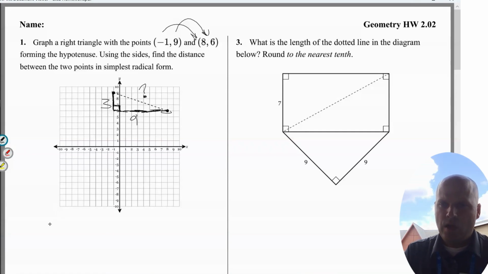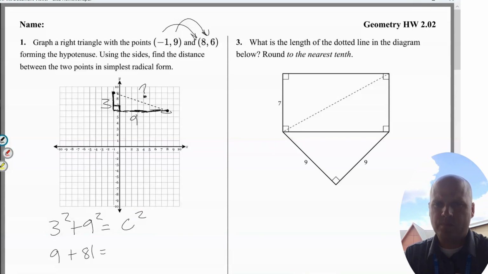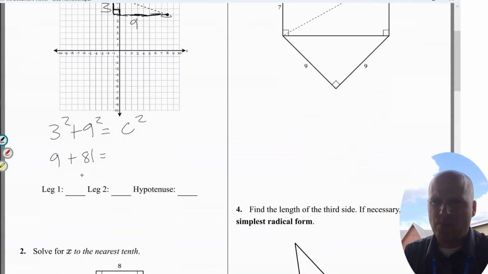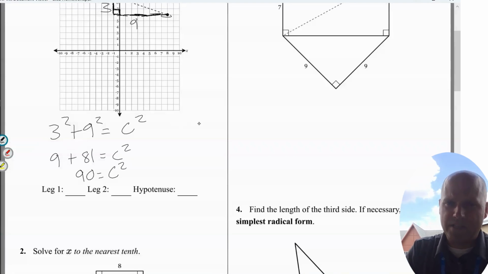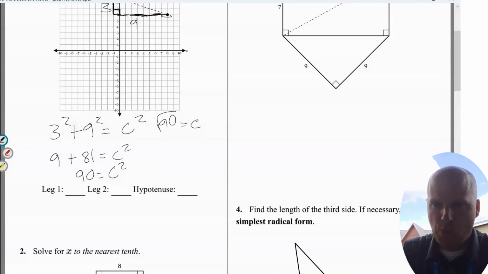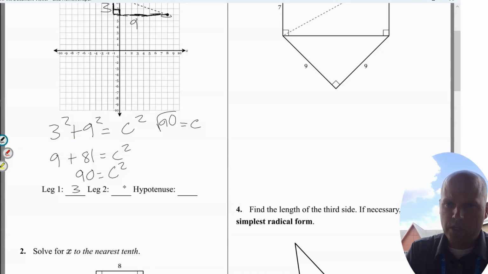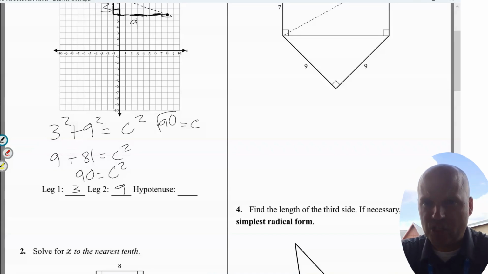A squared plus B squared equals C squared. 3 times 3 is 9. 9 times 9 is 81. 9 plus 81 is 90. That means C is the square root of 90. Great. Leg 1 was 3. Leg 2 is 9. C is the square root of 90.